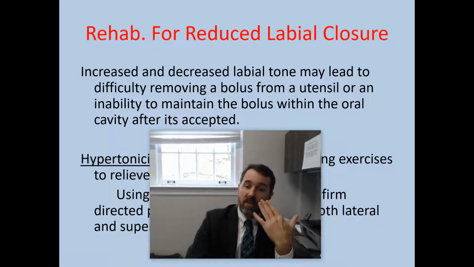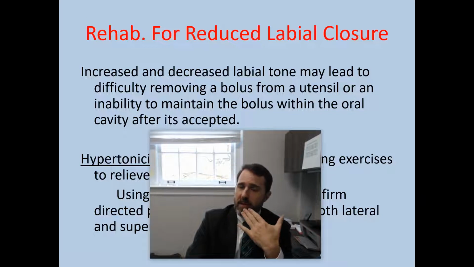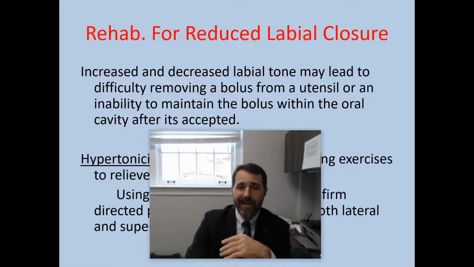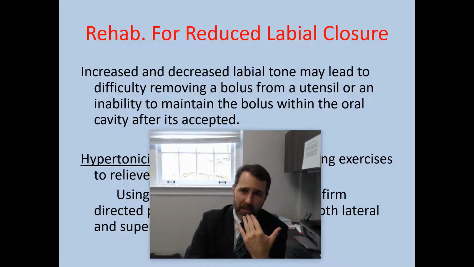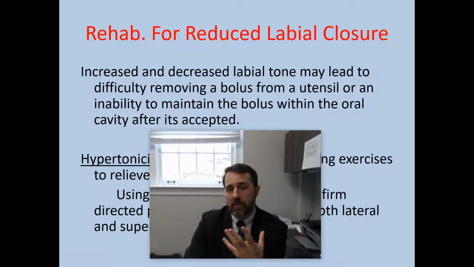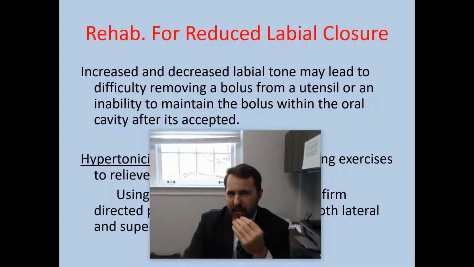So let's start with the lips and work our way back. For reduced labial seal or reduced labial closure, you need to be able to have a nice seal, compression of the lips, so that you don't have anterior spillage. And also, if you're taking food off of a spoon or a fork, you are able to use your top lip to get the bolus off of the utensil.